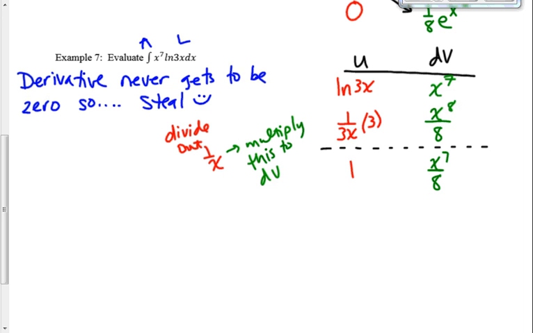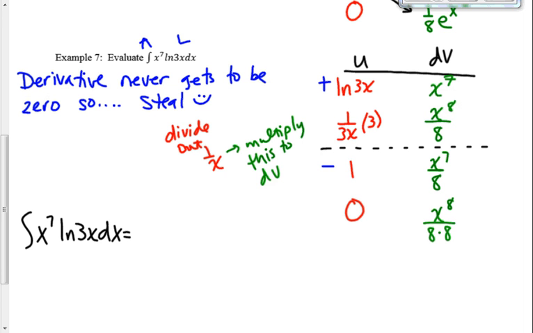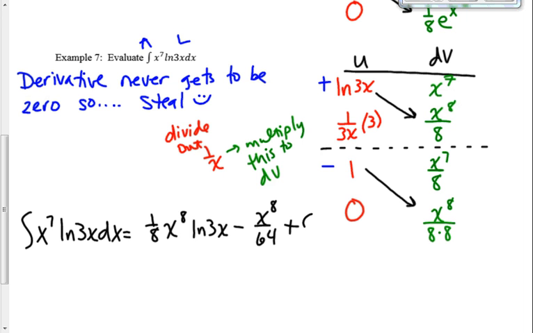So I take my derivative of my u, which gives me a 0, which makes me very happy. My antiderivative here becomes x to the 8th divided by 8. So on the bottom I have 8 times 8, which is 64. And from here, I'm going to put in my plus sign to the first term I'm going to use. I did not use the second set, so the negative sign goes with the next one. And I'm going to have the antiderivative of x to the 7th natural log of 3x dx is equal to 1 over 8 x to the 8 natural log of 3x minus x to the 8 over 64 plus a constant.